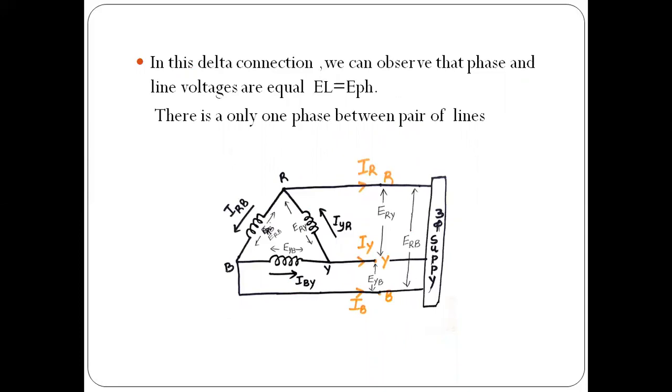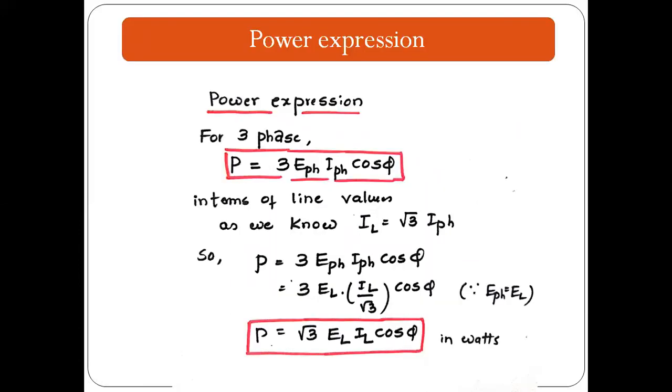In delta connection, already we have observed this one. We can observe that phase and line voltages are equal. EL is equal to E phase. That's what we are representing here: EL equal to E phase in delta connection.